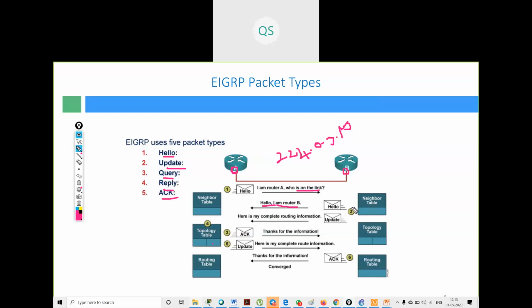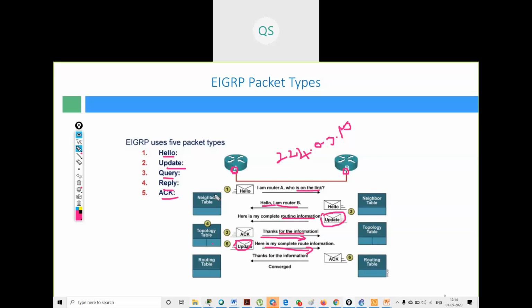With this, router B will send complete routing information, which is known as the update packet. Now this router will get the update packet and will send an ACK packet, saying thanks for the information. And it will also share its complete routing information in the update packet.